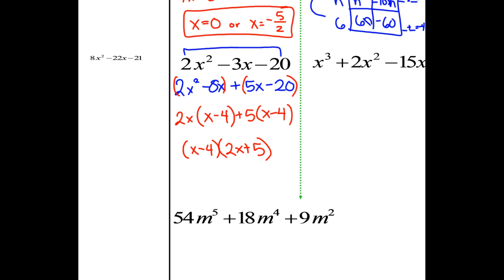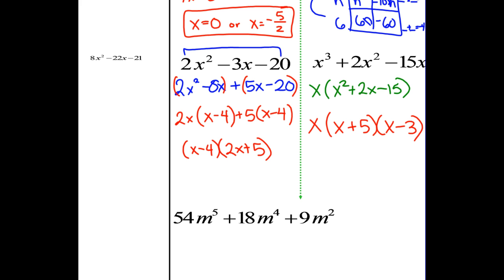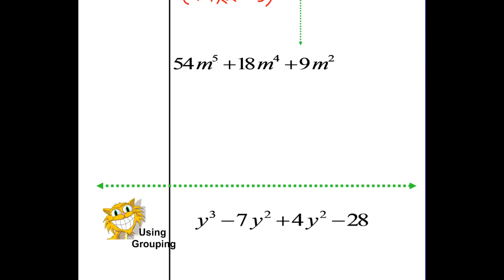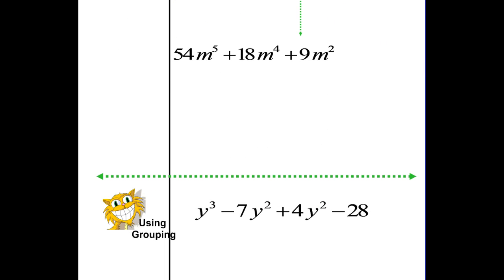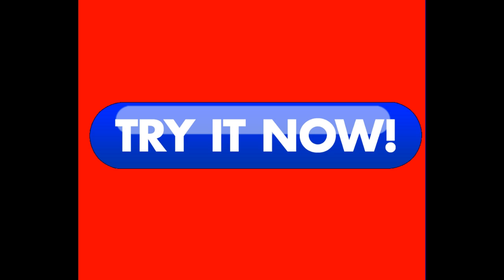All right, you might also have to take out a greatest common factor and then factor, so we'll have x times x squared plus 2x minus 15. Now we need to see what multiplies to get you negative 15 but adds to get you 2x. So it's going to end up being x times x plus 5, x minus 3. All right. So I'm going to let you guys try that one on your own, and I'm going to put up the answer here in 1 second.